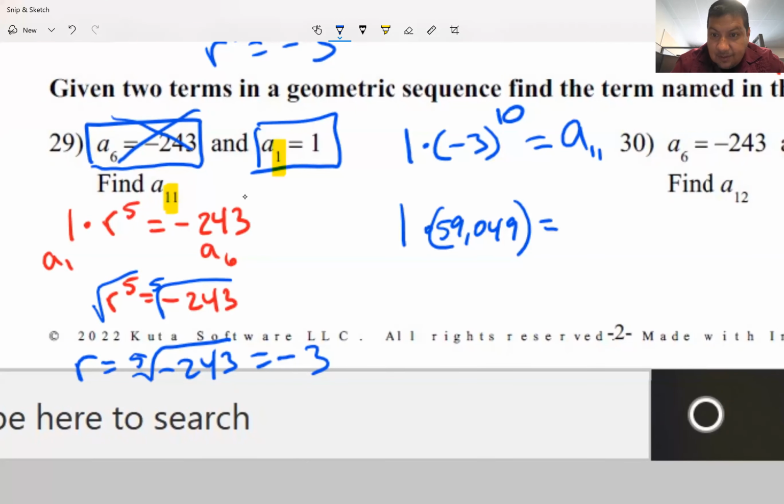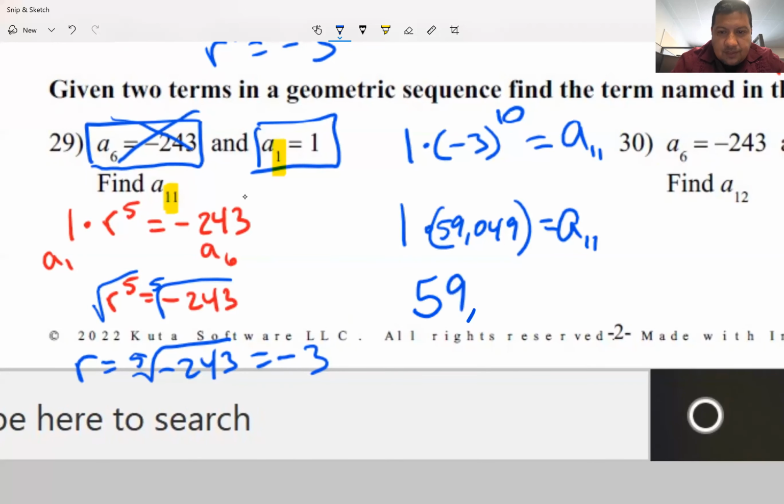And again, that's the number that I'm looking for. Let me call it a sub 11. Now, 1 times 59,049 gives me 59,049.